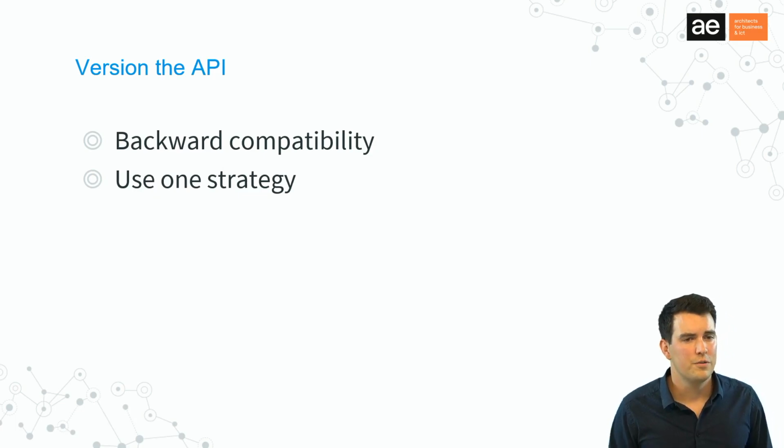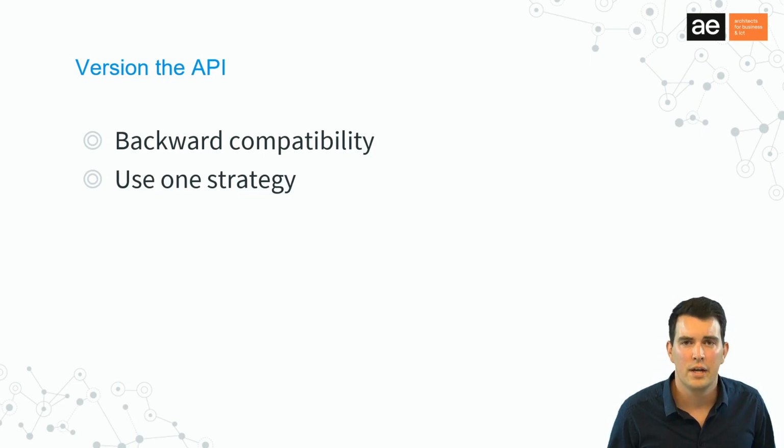There are a lot of strategies like URI versioning, media type versioning, or even others like query parameter versioning or custom headers that you can use to indicate the versioning. My tip is to use only one strategy and stick with that.